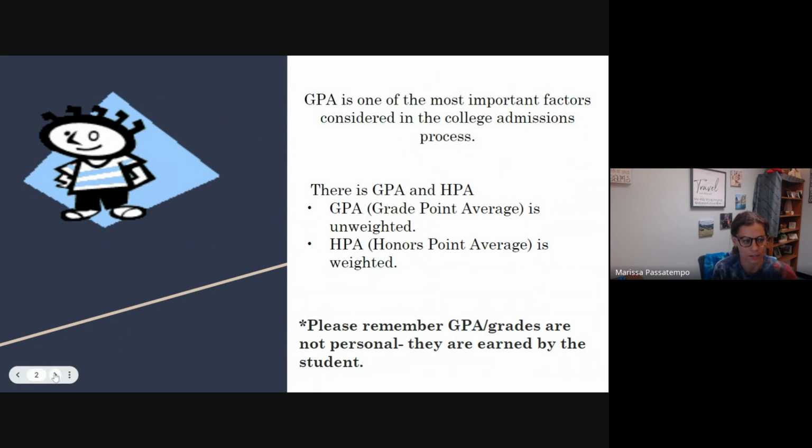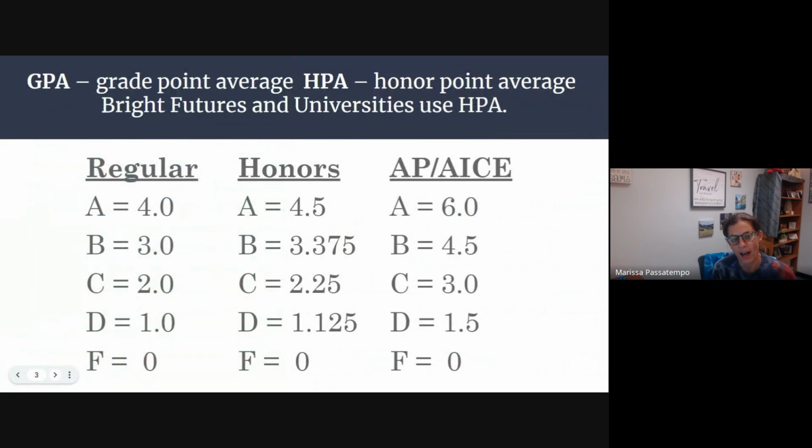Let's move on to slide 2. So this is a good graph of how these weighted classes are calculated by point value, the quality point value. If you earn an A in a regular class, it would be at a 4.0 quality points towards the GPA. Honors classes are weighted a bit higher, so they're at a 4.5 total quality points. So if you earn an A in an honors class, you get 4.5. And then the AP and ACE and dual enrollment are all calculated at a 6.0 point value if you earn an A. So if you review the chart, every letter grade has a different point value that will get averaged into the HPA.